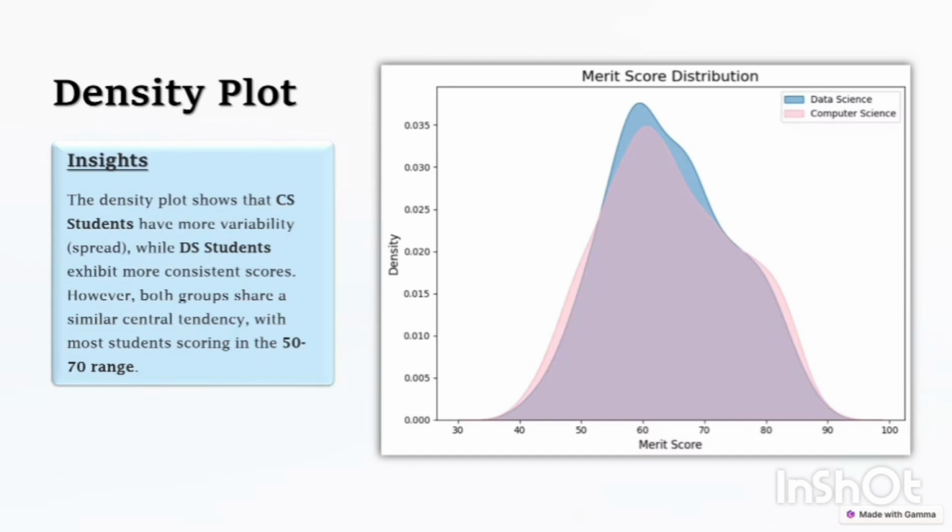Density plot. This density plot gives us a smooth comparison of the score distribution for computer science and data science students. For computer science students, the curve is wider and flatter, which indicates a greater variability in their scores. For DS students, the curve is narrow and taller, which shows that their scores are more tightly clustered around the mean. So we observe that CS students have more diverse scores, while data science students show more consistent performance.